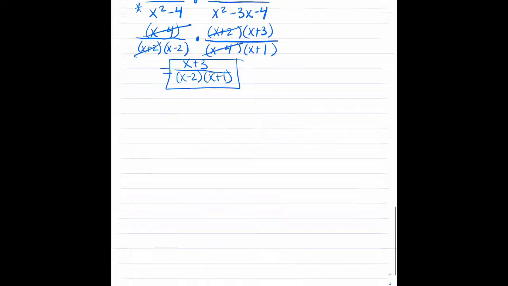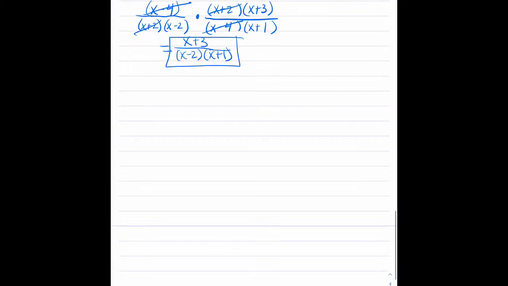So that one's just like multiplying. You just flip first, and then you do it like a multiplication problem. Okay. And then the last example is a double example. You're going to add or subtract, and then simplify.